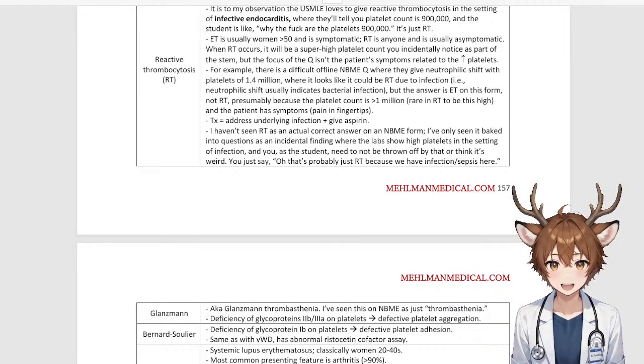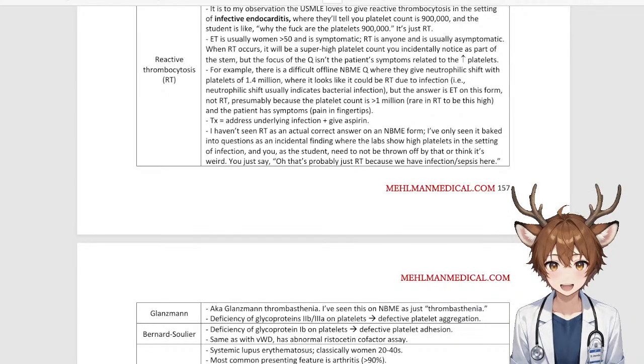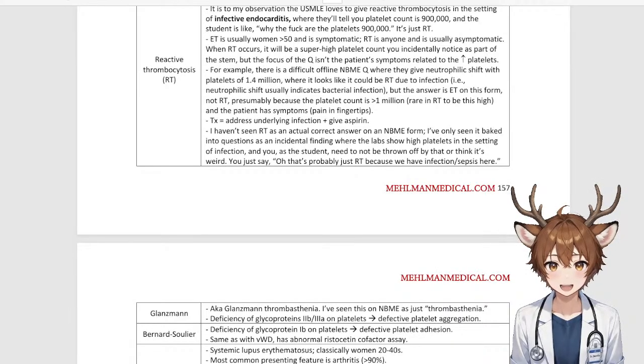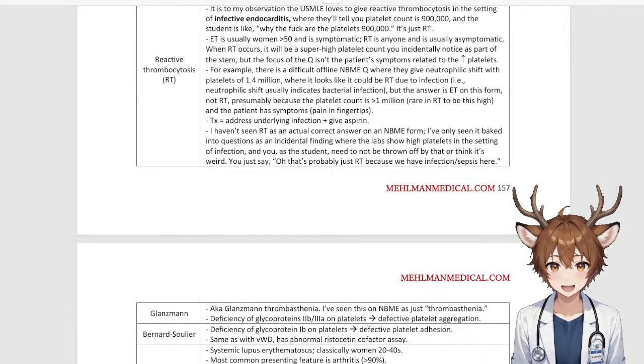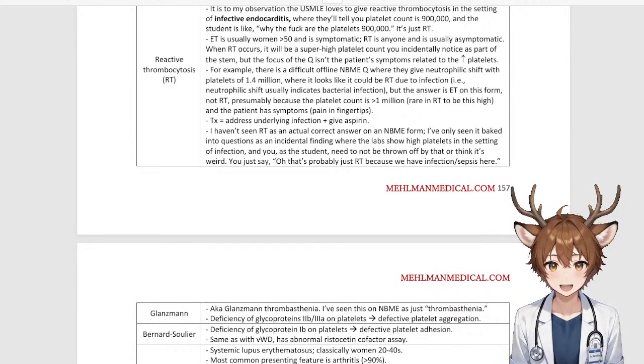I haven't seen RT as an actual correct answer on an NBME form. I've only seen it as baked into questions as an incidental finding where the labs show high platelets in the setting of infection, and you just, as a student, need to know not to be thrown off by that or think it's weird. Just say, oh, that's probably RT because we have infection/sepsis here.